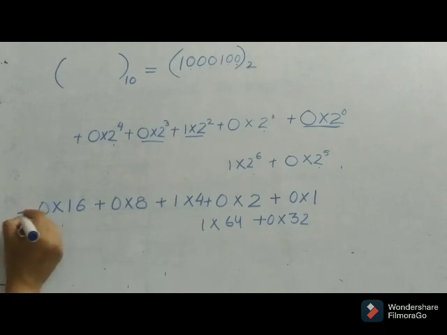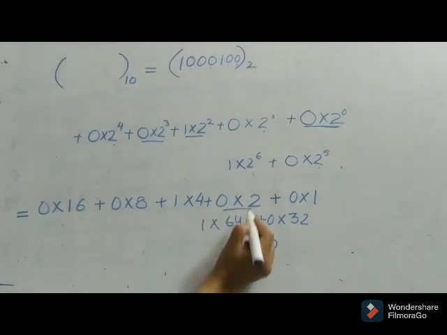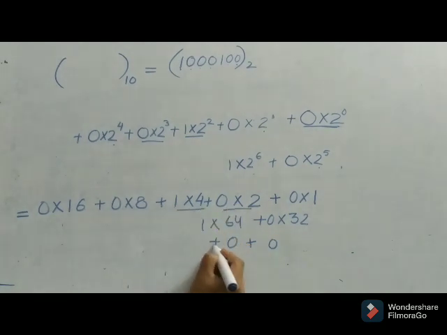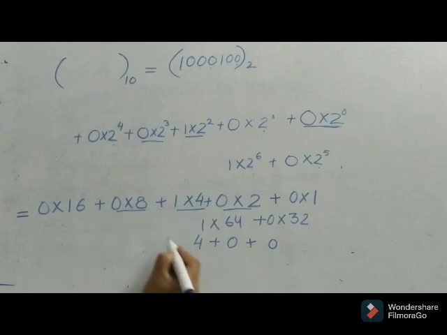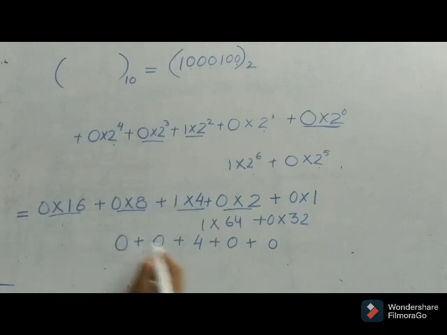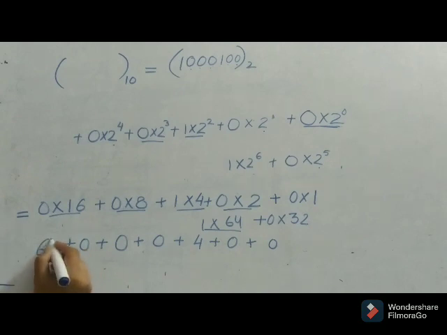Now we have to just solve this expression. So 1 multiplied by 0 is 0. 2 multiplied by 0 is 0. 4 multiplied by 1 is 4. 8 multiplied by 0 is 0. 16 multiplied by 0 is 0. 32 multiplied by 0 is 0. 64 multiplied by 1 is 64. So we'll add all of this. 64 plus 4 comes out to be 68.